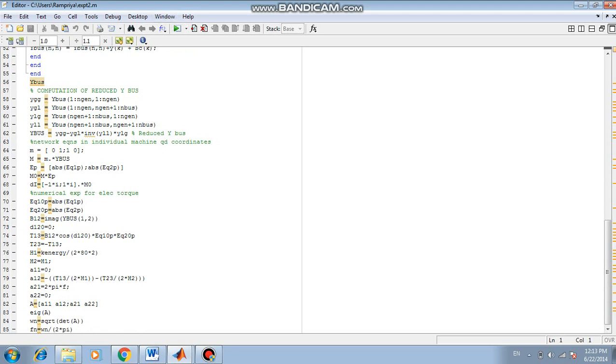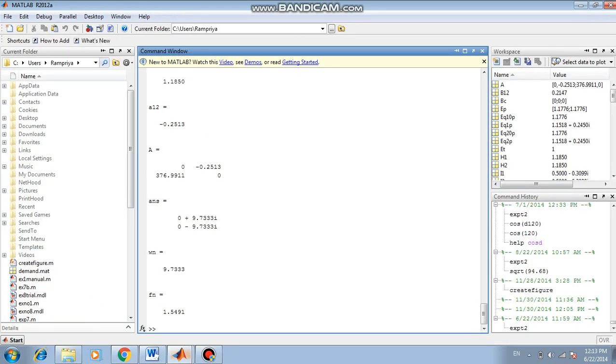After running, I am getting the output like this. See, these are the values: omega n value, Fn value, all the values I have got. Okay, so this is the output. So with this, the experiment is completed. Thank you.